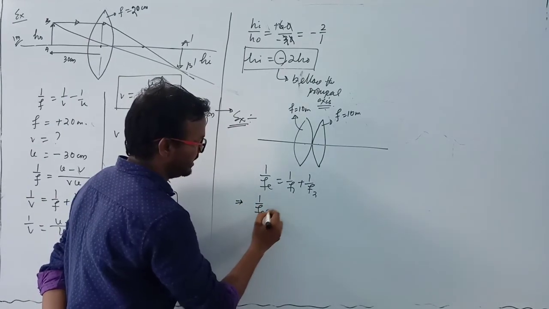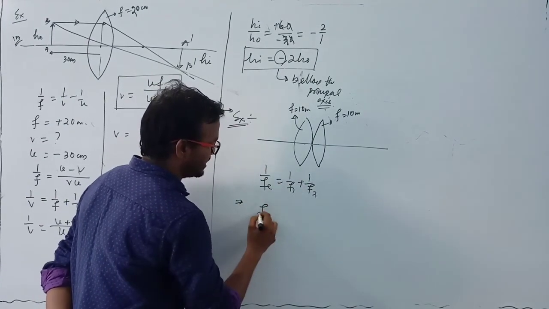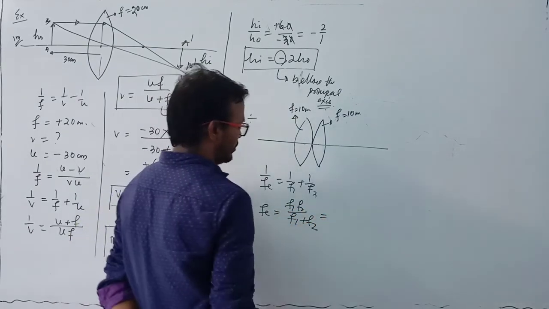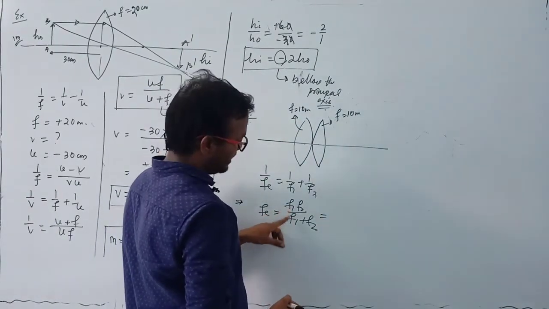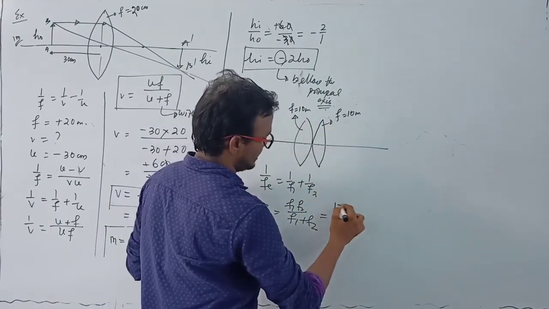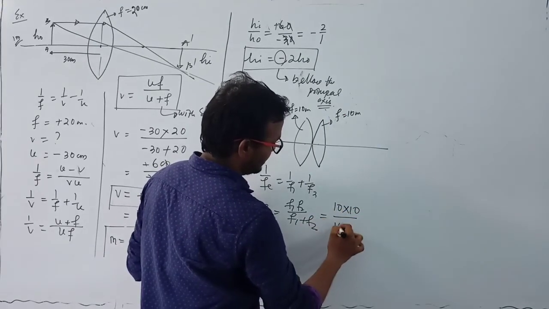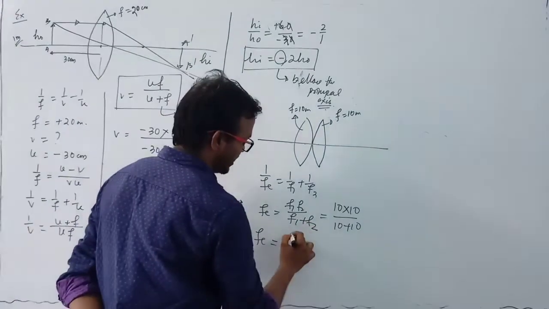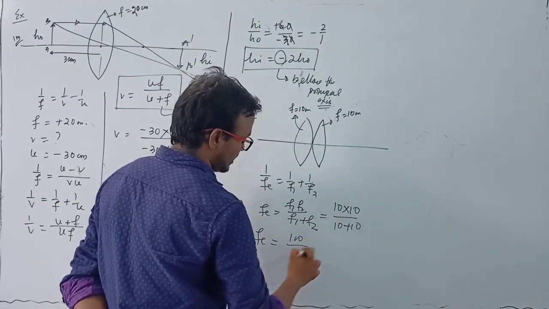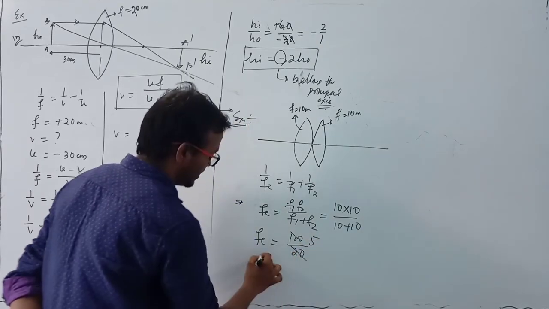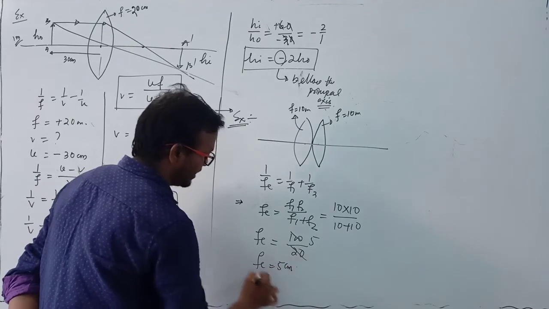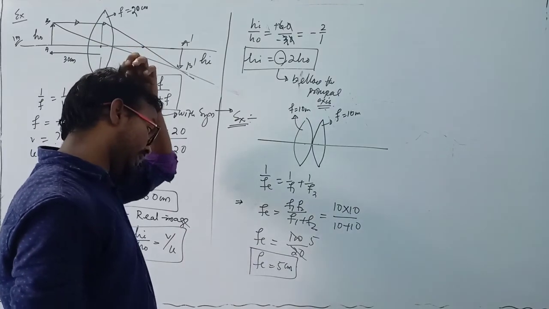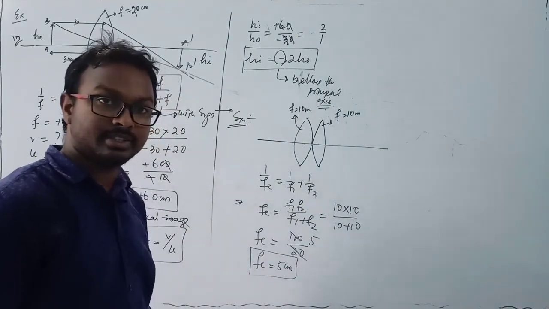So 1 by fe equal to, or we can write directly, fe equal to f1 f2 divided by f1 plus f2, which is equal to 10 into 10 divided by 10 plus 10, and the equivalent focal length can be calculated as 10 times 10, that is 100, divided by 20, and it is 5 centimeter. So fe equal to 5 centimeter. Clear? So here the equivalent focal length of the combination is equal to 5 centimeter.